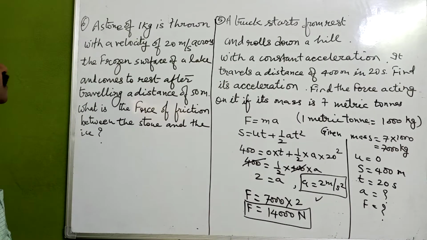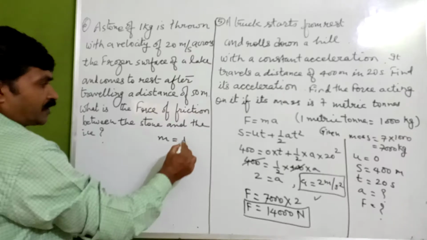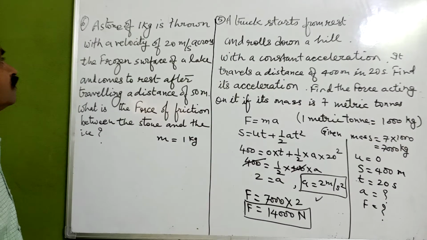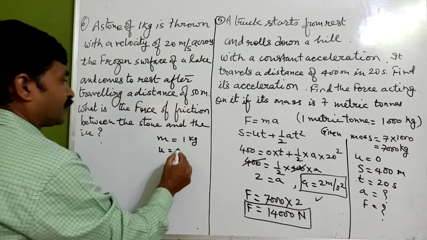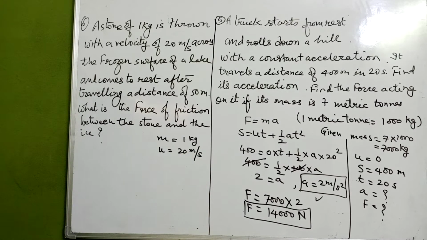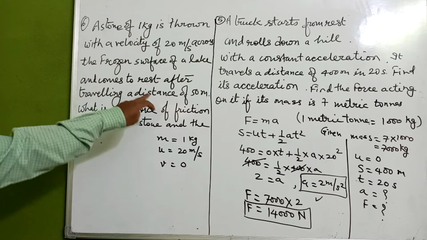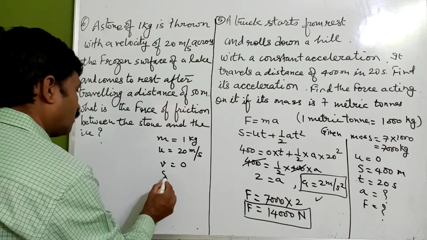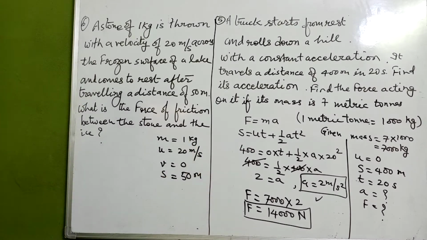A stone of 1 kg is thrown with a velocity of 20 meter per second across the frozen surface of a lake. Mass is given to you. Again you have to write 1 kg mass. Initial velocity is given to us, 20 meter per second. With a frozen surface of a lake, it comes to rest, so final velocity is 0. It comes to rest after traveling a distance of s is equal to 50 meter. What is the force of friction between the stone and the ice?